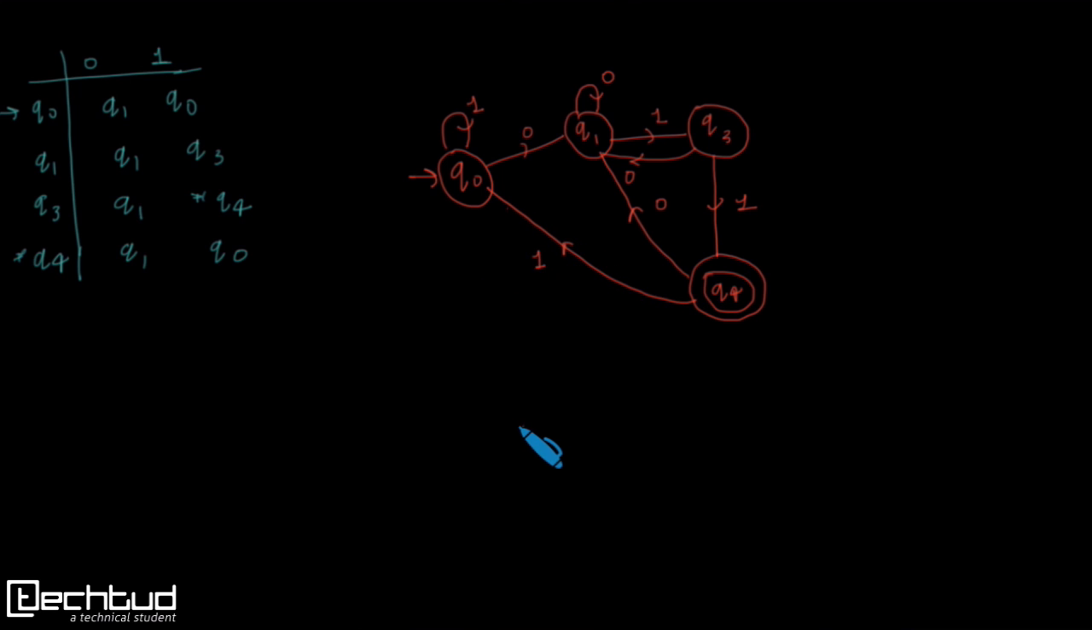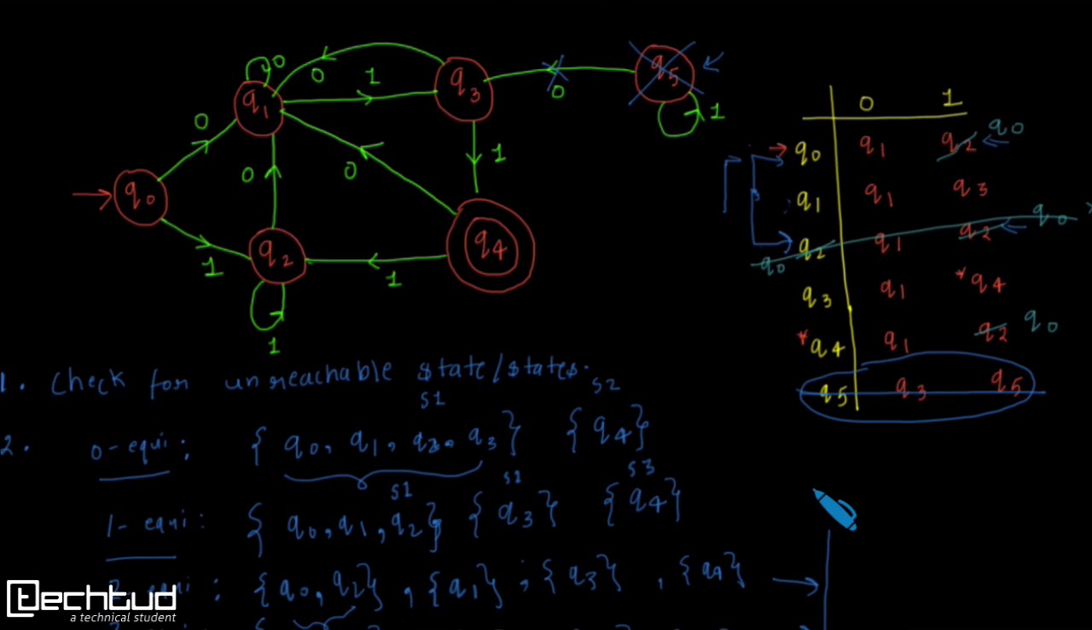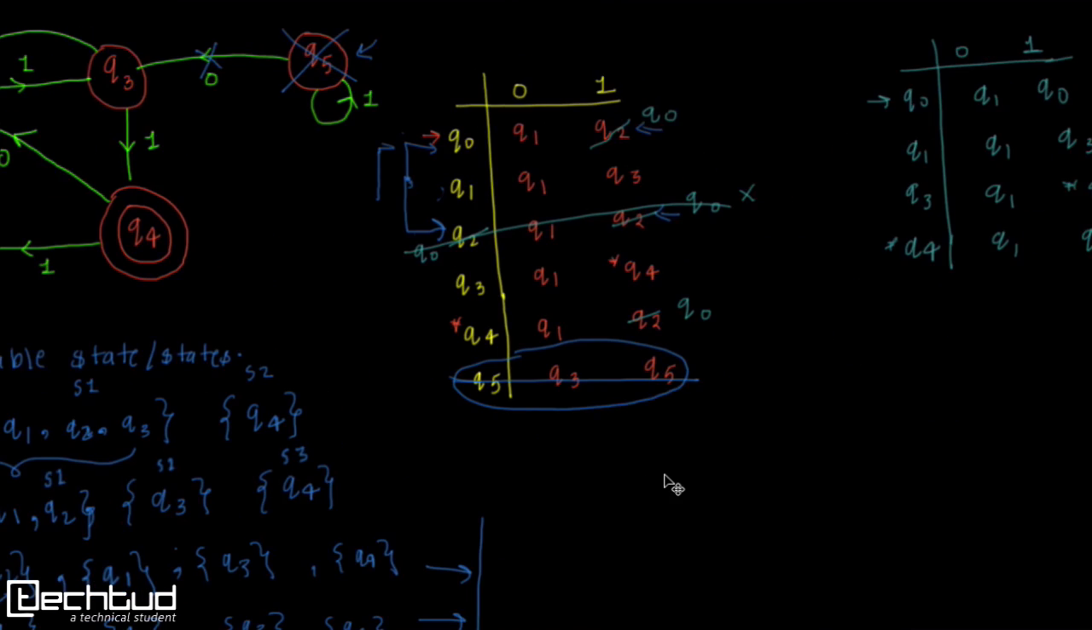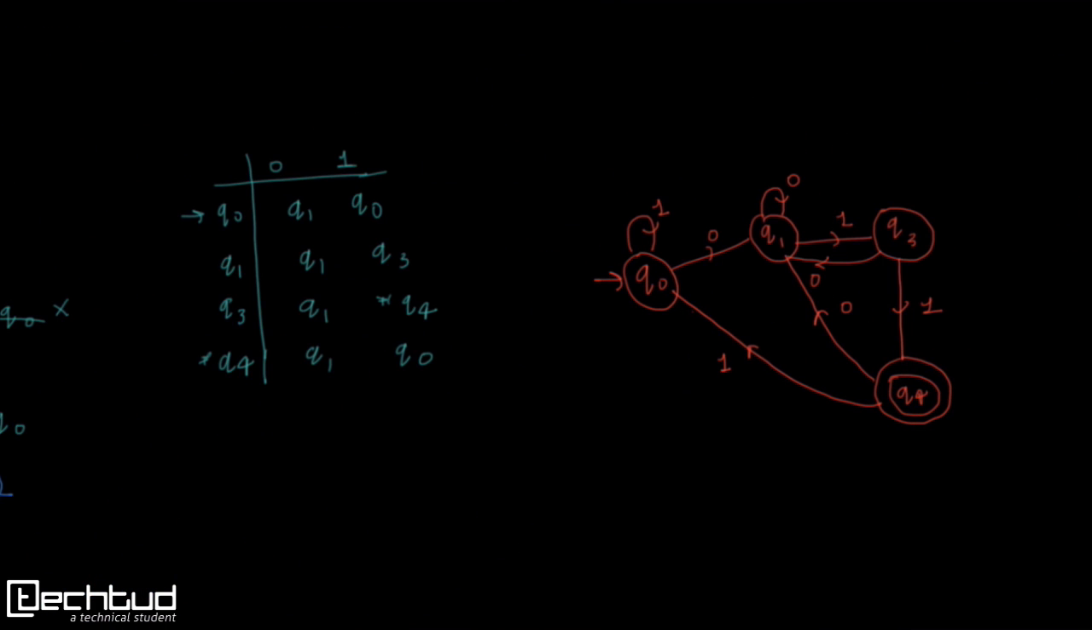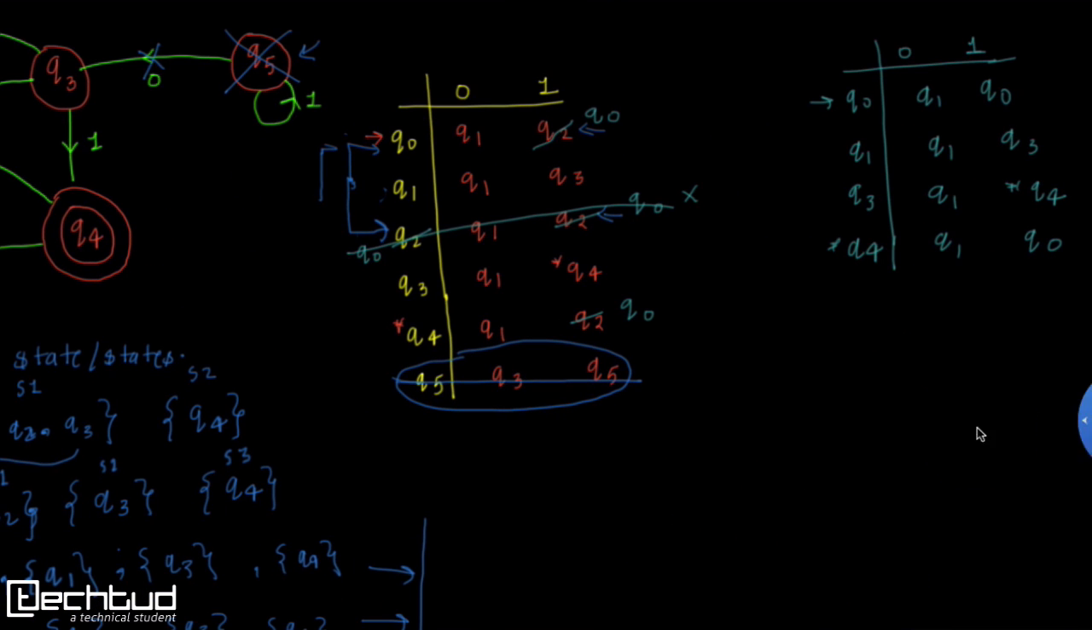Fine. So you can see that our initial DFA contained 5 states and our minimized DFA contains only 4 states. So if you follow this procedure, you can minimize any DFA.